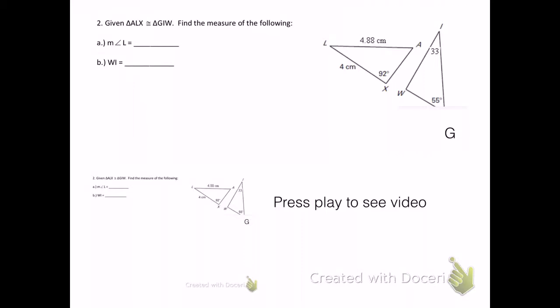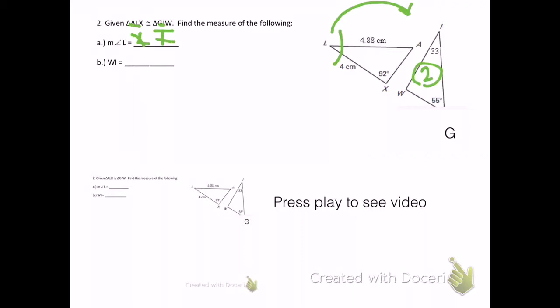Number 2, given that triangle ALX is congruent to triangle GIW, find the following. I want to find the measure of angle L. Notice if this triangle is rotated, which it has to be to get to the second triangle, that would tell you where angle L is. Also, if you look, angle L is in the center, and it's congruent to angle I. So angle L is congruent to angle I.